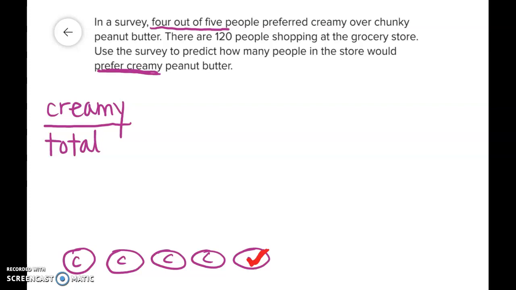In a survey, 4 out of 5 people preferred creamy over chunky. That means that 4 out of every 5 people preferred creamy peanut butter. And then the next piece of information that they give us is that there are 120 people shopping in the store. So we need to decide, is this 120 people those choosing creamy peanut butter, or the total number of people in the store? It definitely is the total number of people in the store. And what we're looking for is how many people prefer creamy peanut butter.